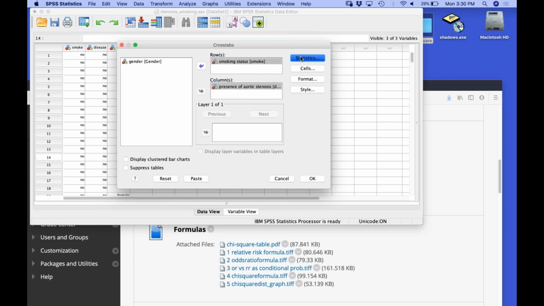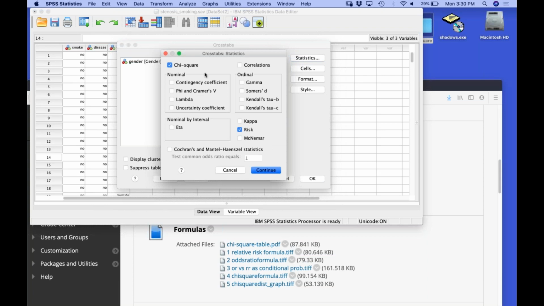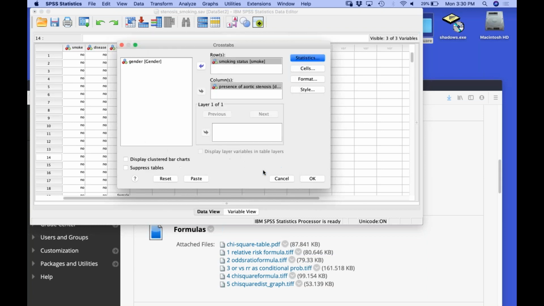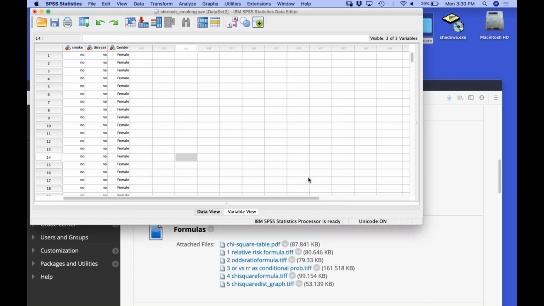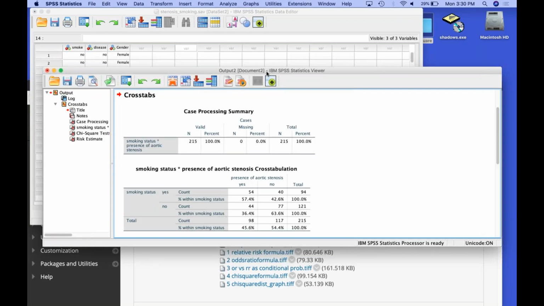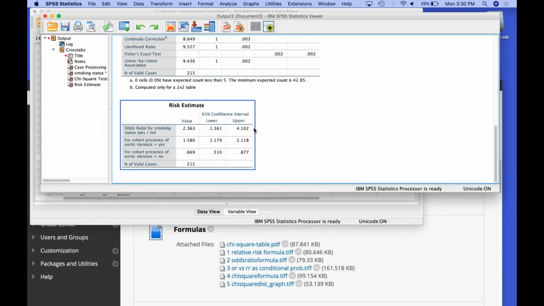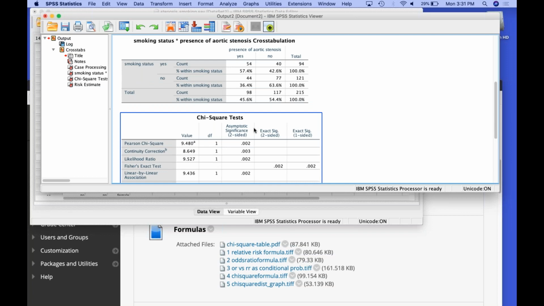Now I'm going to go to statistics. I'm going to ask SPSS to calculate the chi-square value and calculate the risk. Risk includes risk ratio, or relative risk, and it includes the odds ratio. So I'm going to say continue. I'm going to click OK, and magically the output table will come up. Let's see what we wind up with, without having to calculate it ourselves.